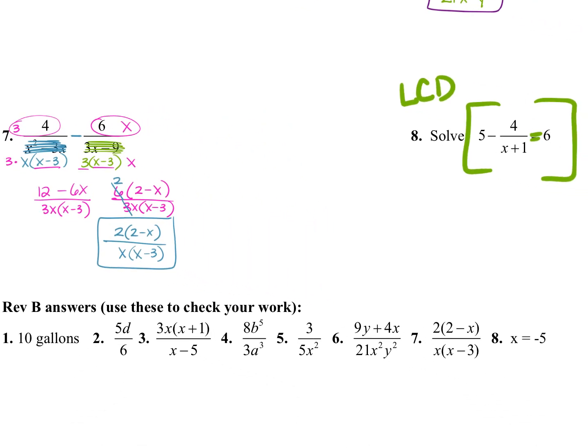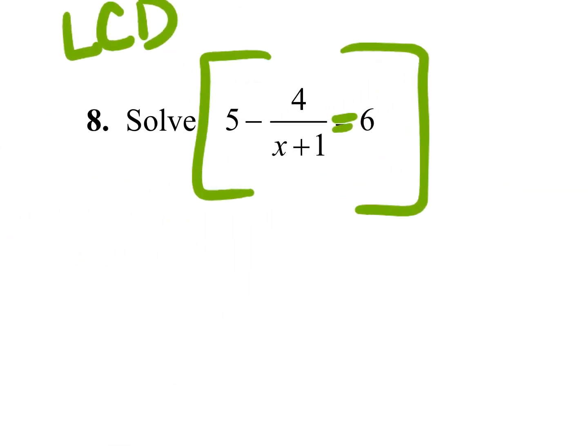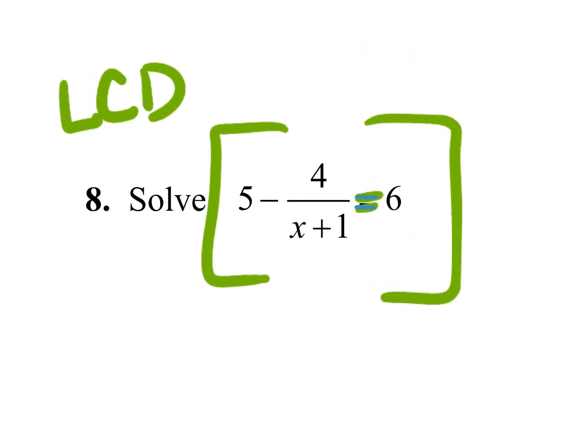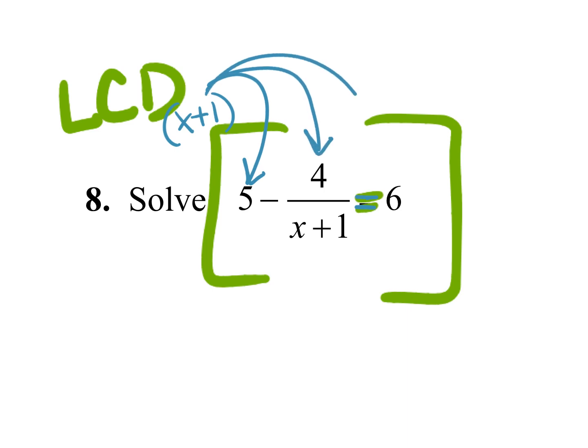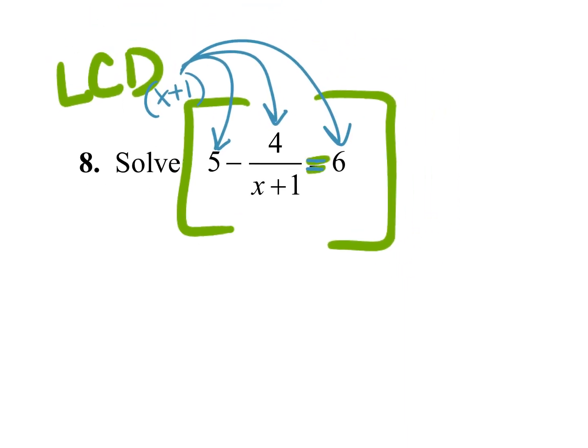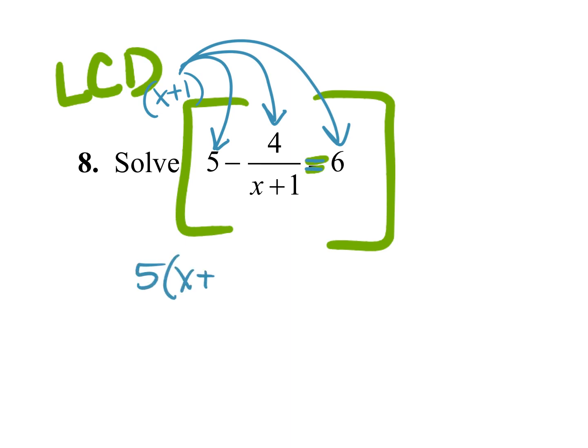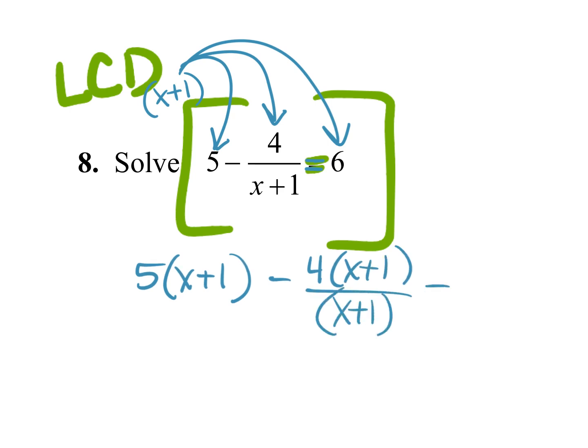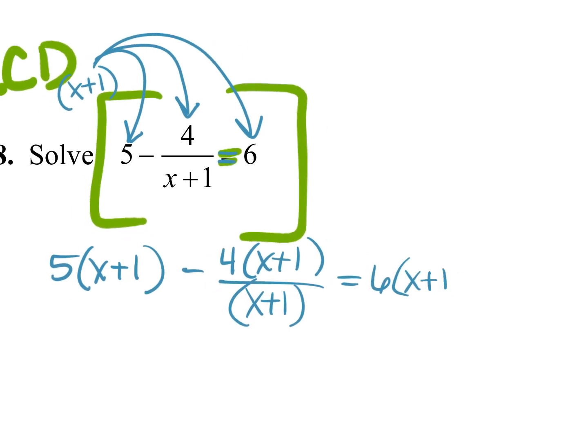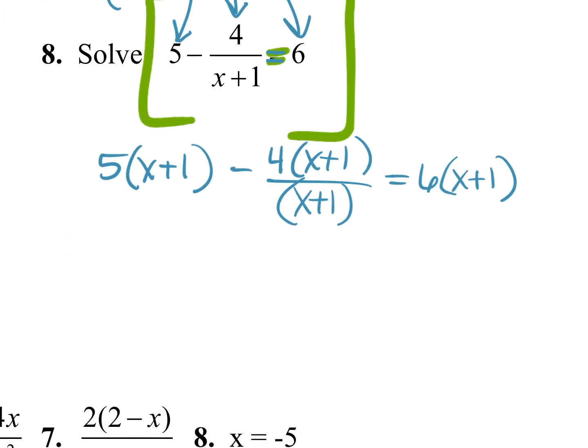All right, number 8. So this one has the equal sign. So we're going to multiply by the LCD. What would your least common denominator be here? X plus 1. So we're going to multiply everything, all 3 parts, by x plus 1. So it's going to be 5 times x plus 1, don't distribute, minus 4 times x plus 1 over x plus 1. And the whole idea with this is we're trying to get rid of denominators. So 6 times x plus 1 on the right side. What's your next move?